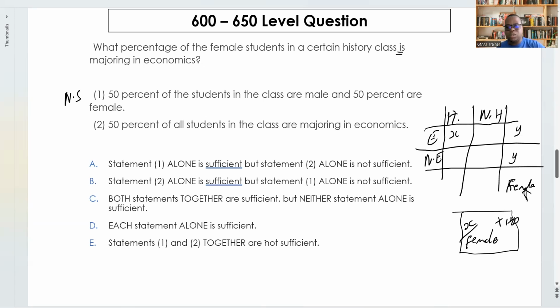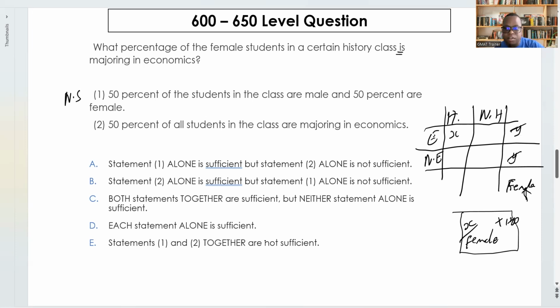In fact, it's not even this way. This is a different knowledge. Because 50% of the students are majoring in economics. How about the female students? Because this matrix, remember, was for female students. So it's not even supposed to be as we are presenting it. It's only telling us about all the students and not even about the female students.